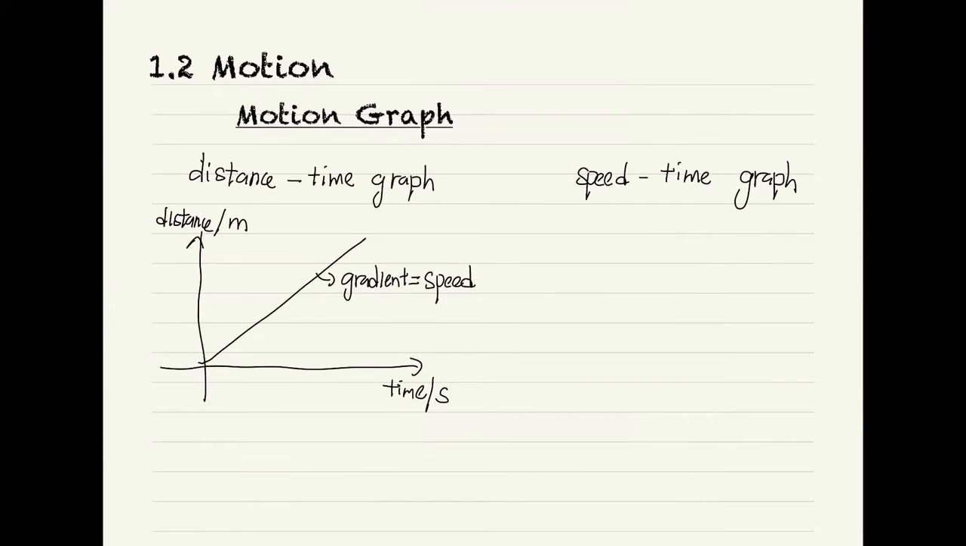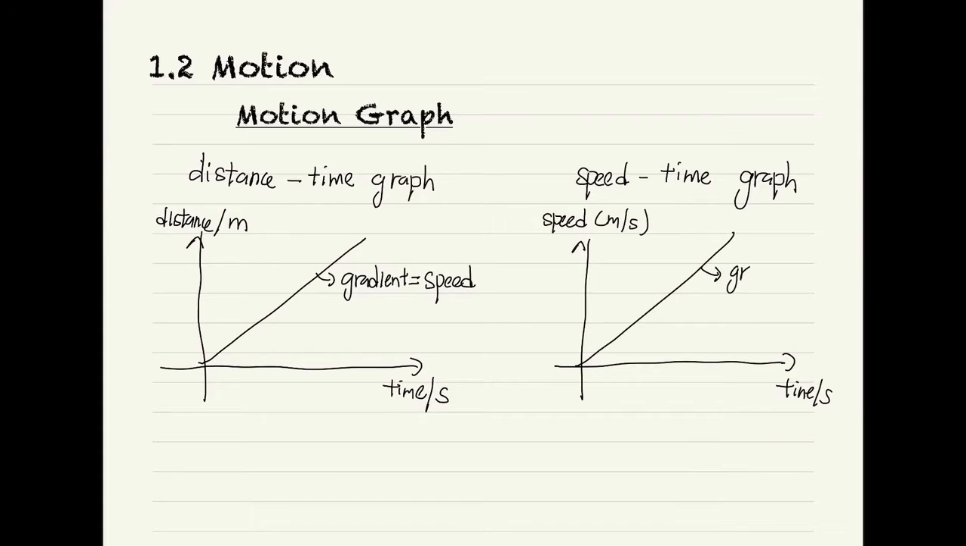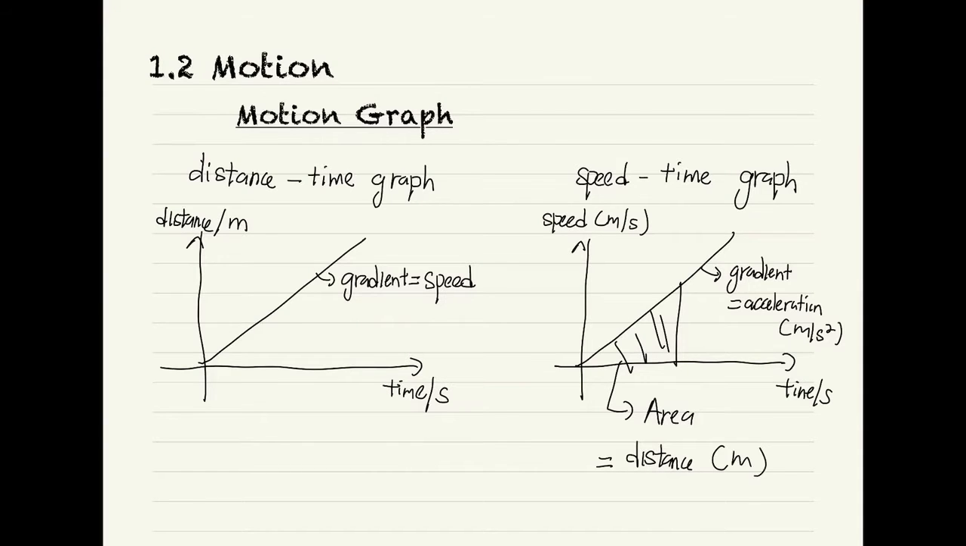For the speed time graph, speed is meter per second, time is second, gradient will be equivalent to acceleration with unit meter per second square. Area will be equivalent to distance with unit meter.